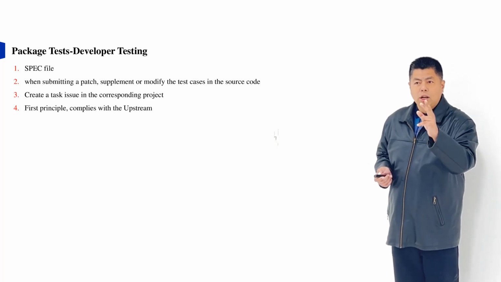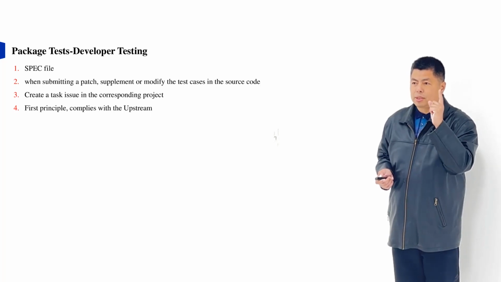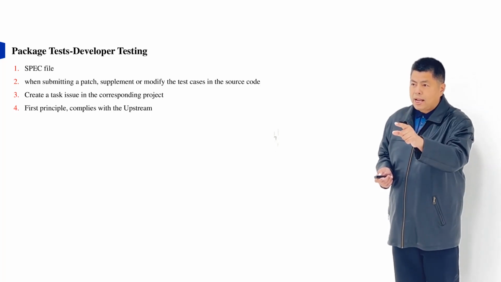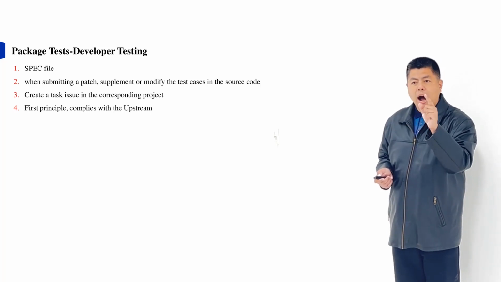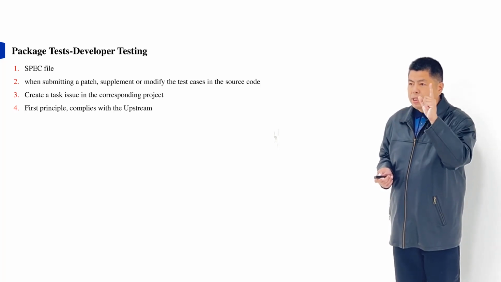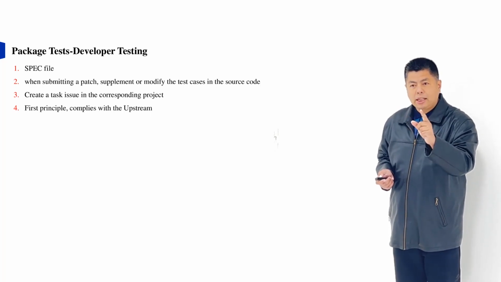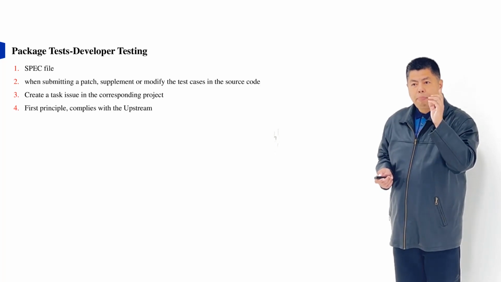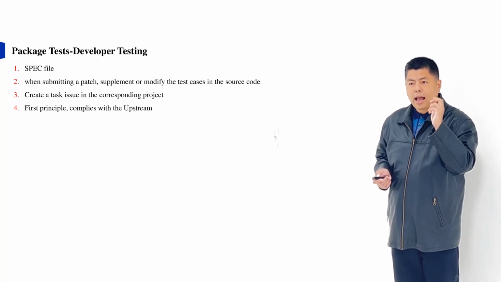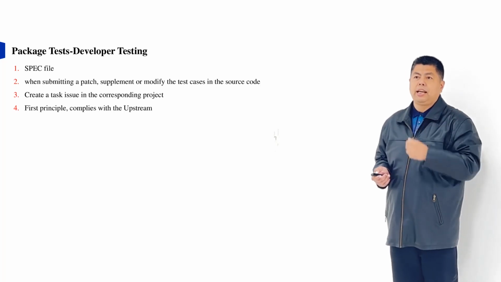The openEuler community compiles with the upstream first principle. You are advised to contribute patches and test cases to the upstream community because changes in the upstream community will be synchronized to openEuler. Direct contribution of patches and test cases to the openEuler community is also appreciated.